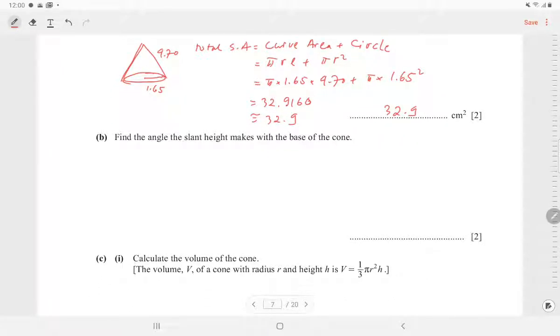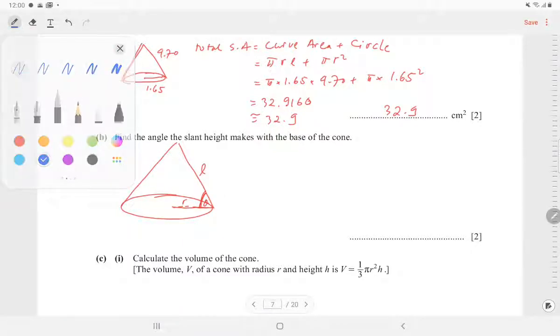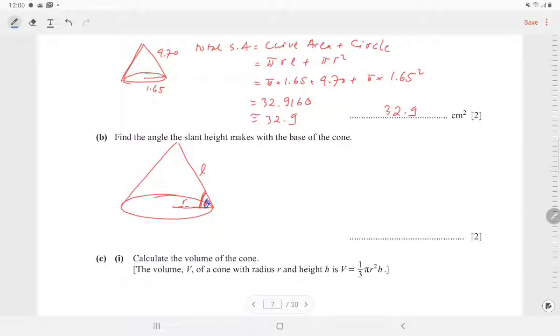Find the angle the slant height makes with the base of the cone. Okay, so basically this is the circle. I draw it bigger so we can see the angle. So this is the radius, this is the slant height, this is the radius. So find this angle. Let's say this angle is theta. So find the theta.